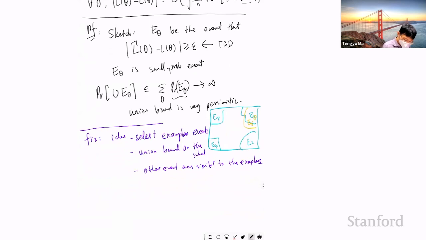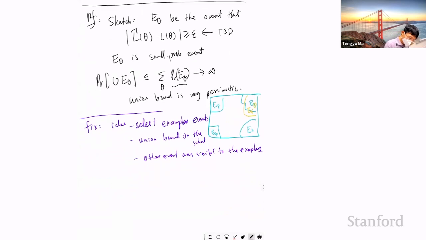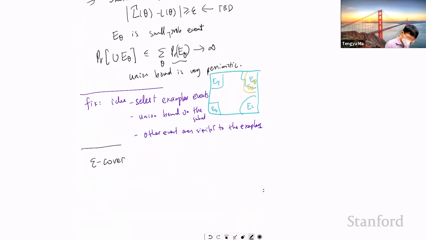To exactly do this, we need to introduce something called a discretized epsilon cover. Any questions so far? Okay. This is actually also a useful tool for other cases as well. So let me first define this epsilon cover and then say why it's a language to describe what are called prototypical events or prototypical parameters or models.